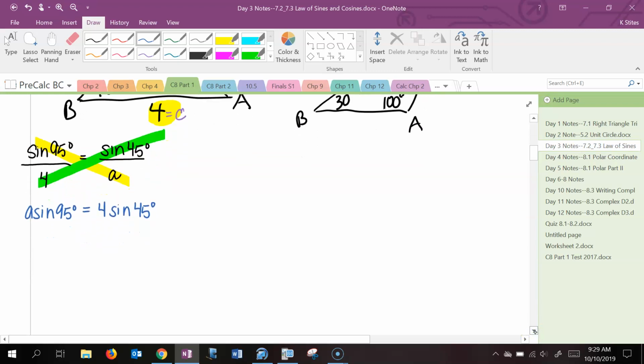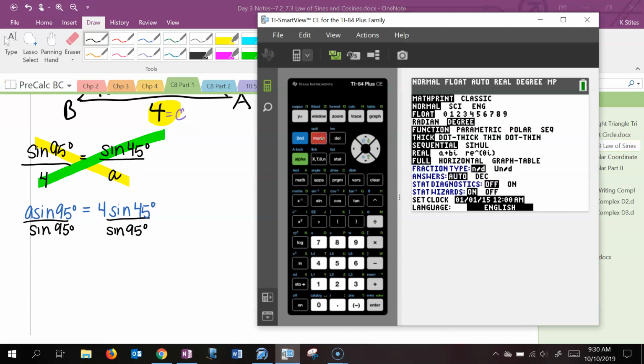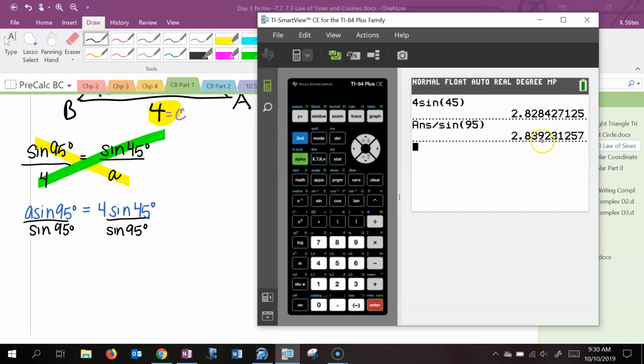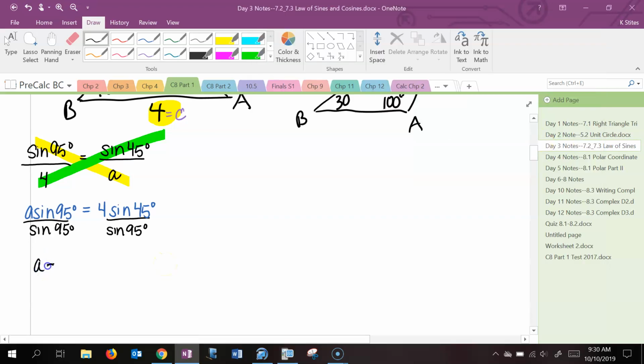And then we're just solving for A, so we will divide by sine 95 on both sides. And you do want to make sure that you are in degree mode, which you should be in already since we were doing SOHCAHTOA the other day, but make sure you're in degree mode. So we're just going to type in 4 sine 45 and divide by sine of 95. And we'll round to the nearest thousandth, so 2.839. And I didn't give you units, so there you go.